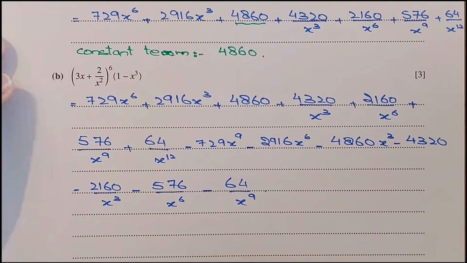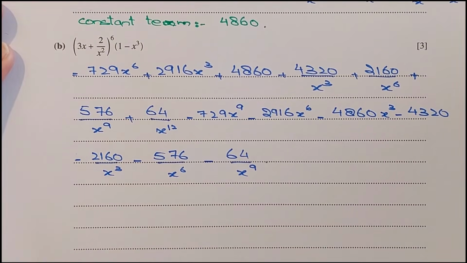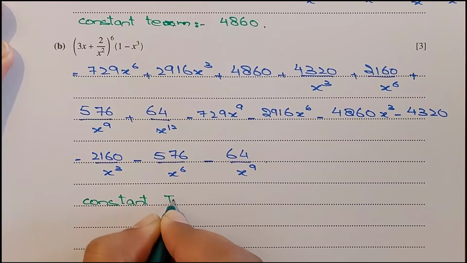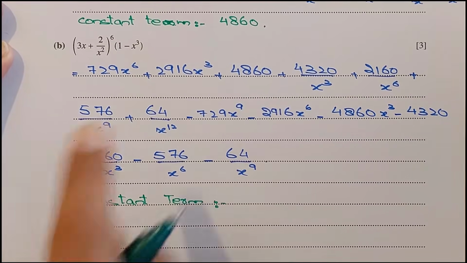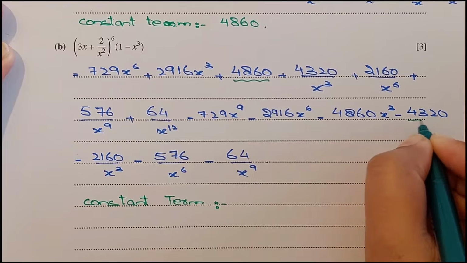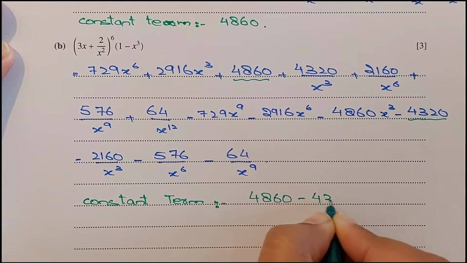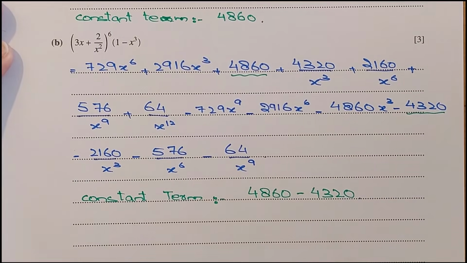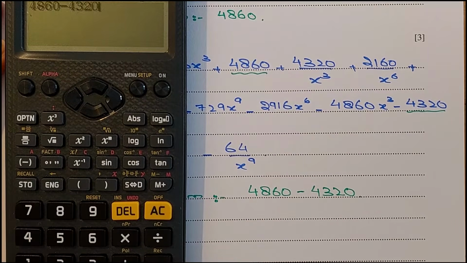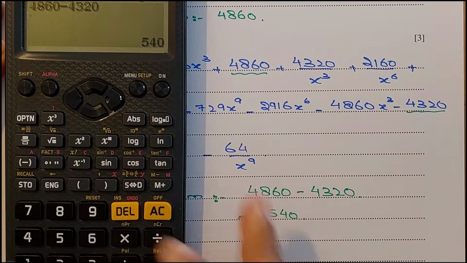Now in this expansion we have to pick the constant term. The terms independent of x are these two constant terms: 4860 minus 4320. Let me simplify: 4860 minus 4320 is 540. So the answer for the constant term is 540 for the second part.